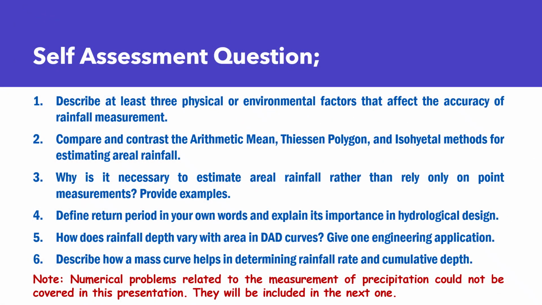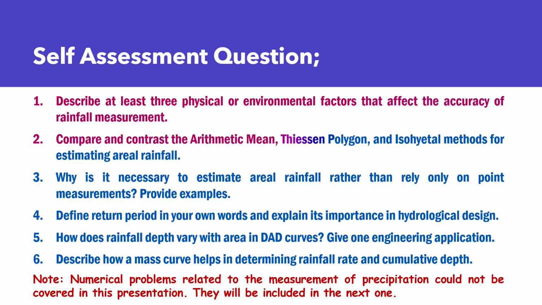Self-assessment questions. At the end of the presentation, these are self-assessment questions. Go through each question carefully. Answer these questions based on understanding of the topic. Review any concept you are unsure about. The questions are: describe at least 3 physical or environmental factors that affect the accuracy of rainfall measurement.